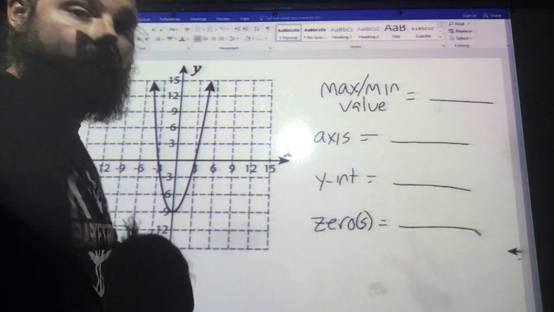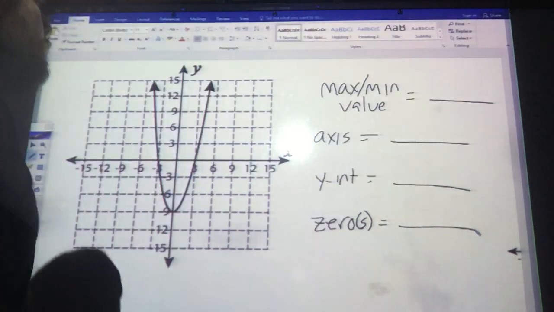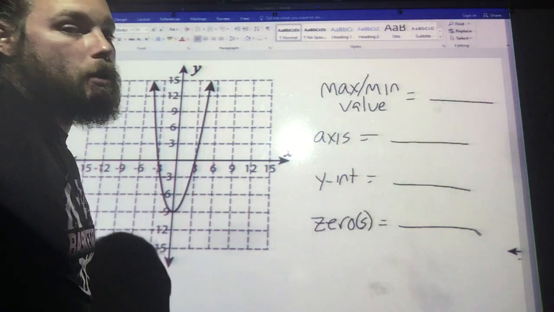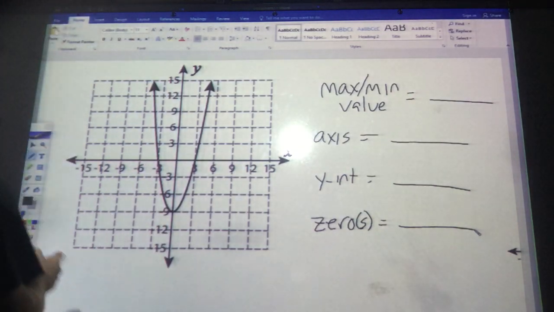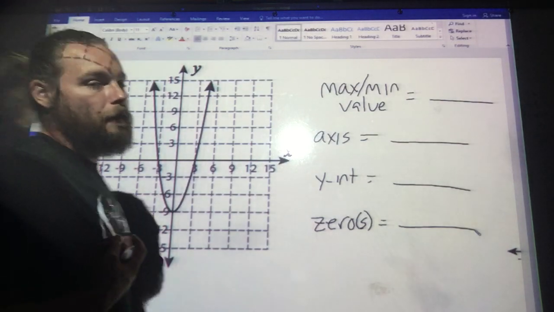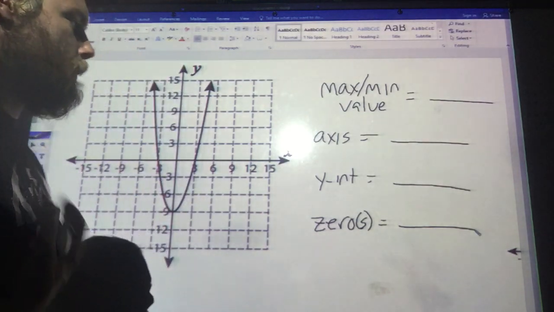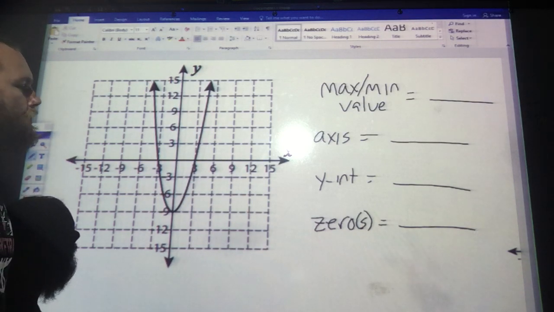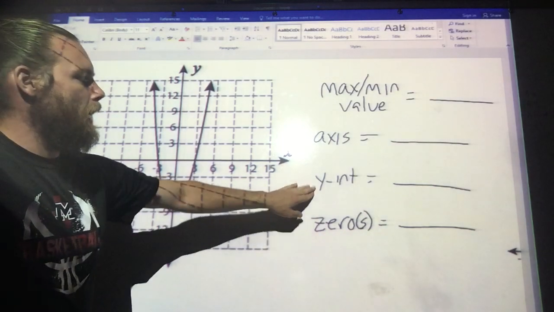All right, so I want to find the max-min value, the axis of symmetry, the y-intercept, and the zero or zeros if we have it, okay? So what I like to do is try to find my y-intercept first because that's the one I'm used to finding first. So do we know the point where the graph crosses the y-axis? Because we're looking at the y-intercept.